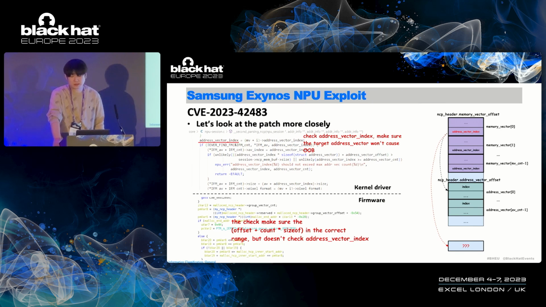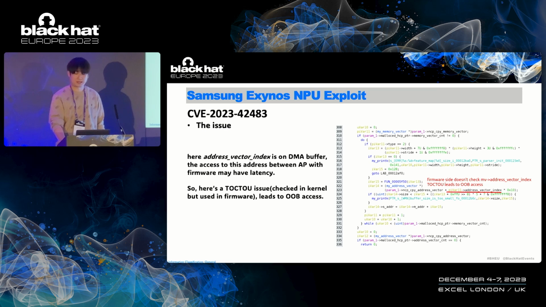The firmware only makes sure that offset add count plus sizeof should be in the correct range, but it doesn't check the address vector index. The kernel driver does. The address vector index is the index for finding the address vector. And we know that this is on a DMA buffer shared by user space, kernel, and firmware. So we get a time of check and time of use bug.